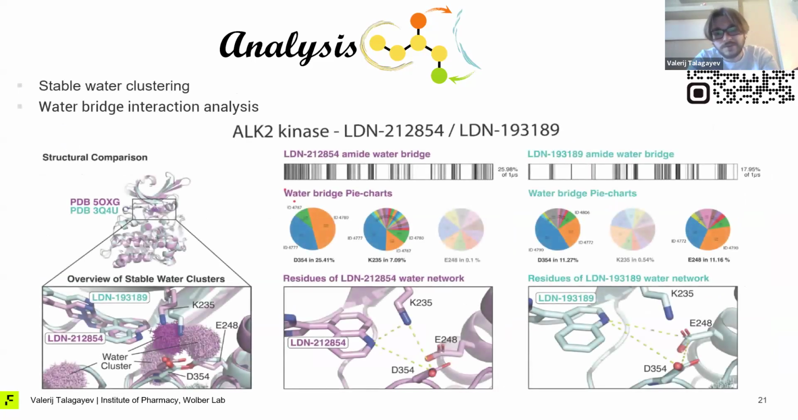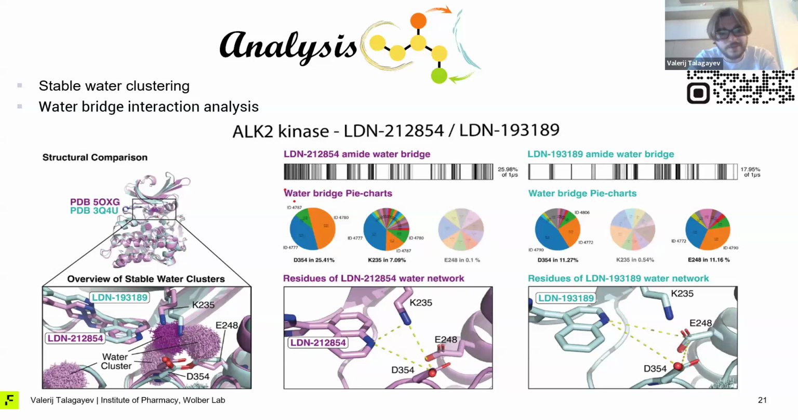And here are a couple of examples that we used in the paper to showcase how it can be used in different case studies. The first one was done by a colleague of mine, Leon. He used the stable water clustering, and he was also one of the main coders of that part. What he wanted to see was, for the ALK2 kinase, a specific water bridge interaction that was important. He validated the stable water clustering and the water bridge interaction analysis.